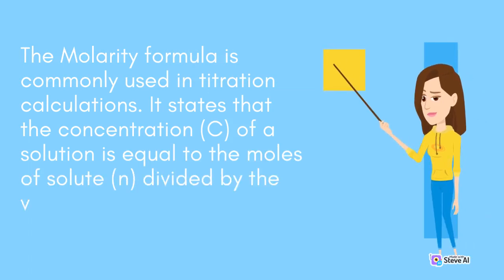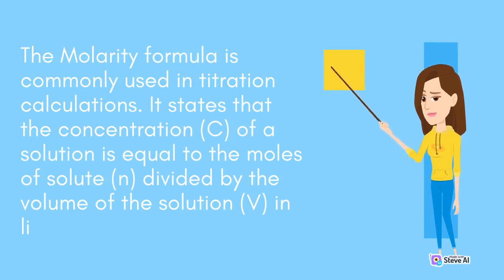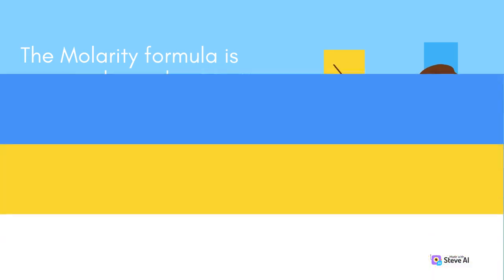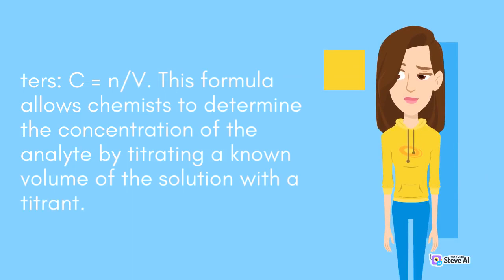The molarity formula is commonly used in titration calculations. It states that the concentration, C, of a solution is equal to the moles of solute, n, divided by the volume of the solution, V, in liters. C equals n over V. This formula allows chemists to determine the concentration of the analyte by titrating a known volume of the solution with a titrant.